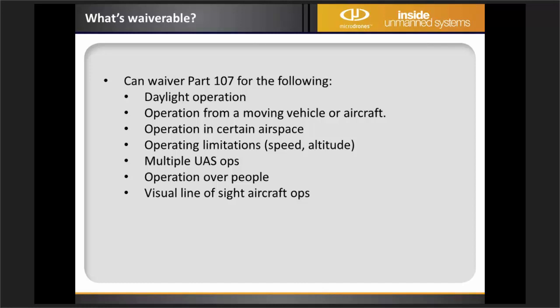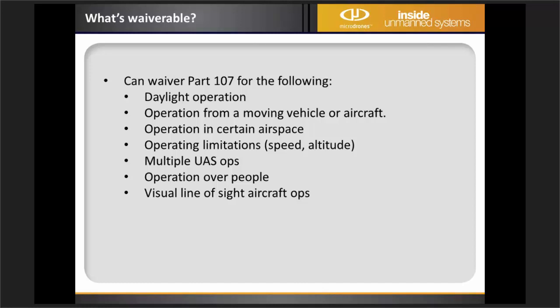Next one's interesting, and our Canadian friends have already brought this up. You can waive operating from a moving vehicle or aircraft. I'll have to admit there's some valid reasons why you would want to fly from a moving vehicle, a boat, or a car. It does allow you to, if you can safely do it, keep your UAS flying within line of sight and then move around. Never been a big fan of operating an unmanned aircraft from a manned aircraft.